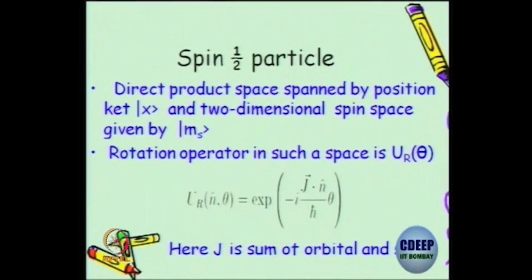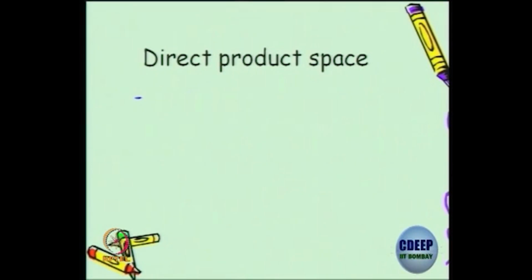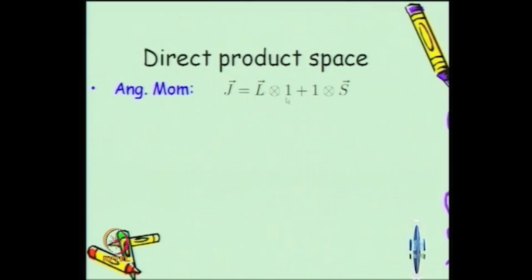So J is formally a sum. People will write it as a sum of orbital and spin angular momentum, but you should remember that it is on the direct product space. So this is what I was trying to say. Formally when I write J, the J operator on a direct product space should be treated as L operator on the |L, M_L> state, an identity on the M_S state, and similarly identity for the L state times the spin operator on the M_S.